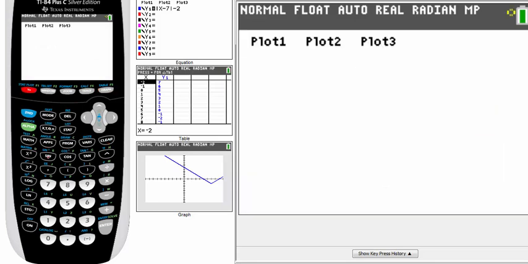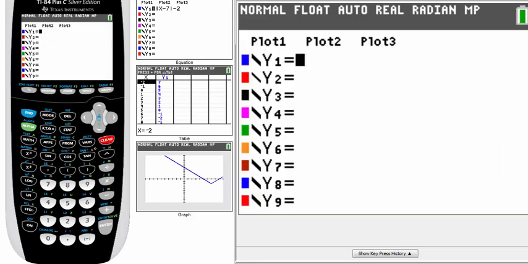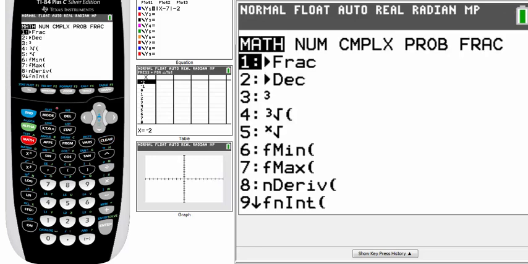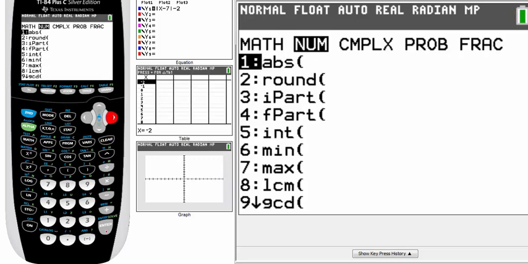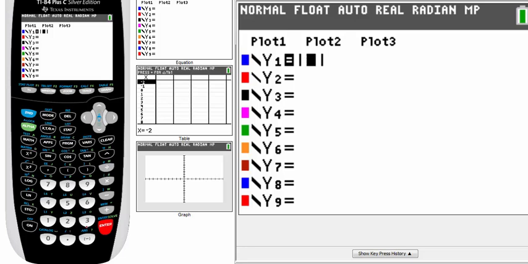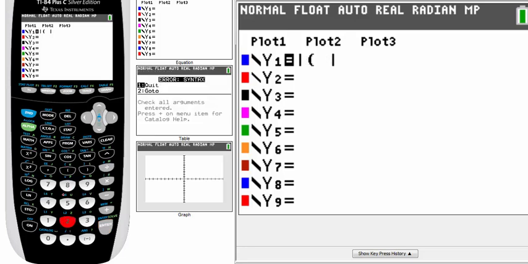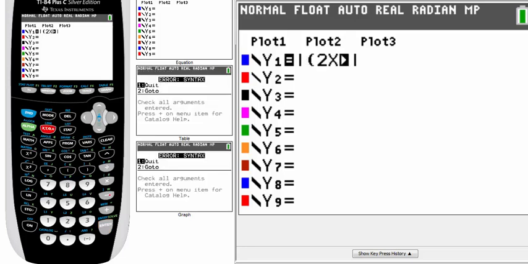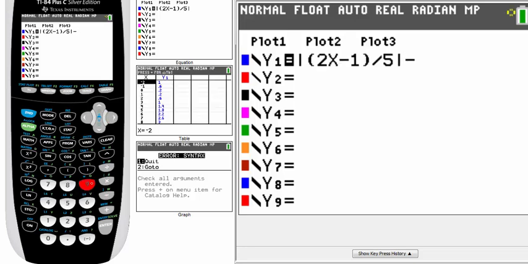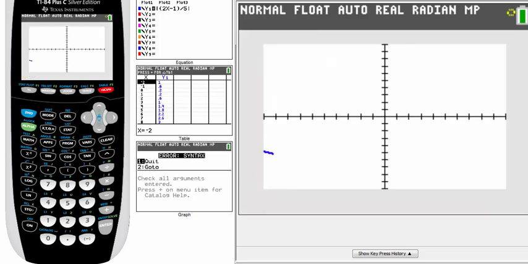So let's look at y equal. Let's clear this out. So we want absolute value math, option over. And now we have to be careful about this because I need my 2x minus 1 in the numerator, so it has to be in parentheses, and then divided by 5. And then outside of the parentheses, I can do minus 9. So you have to be careful that you get that correct numerator in there.